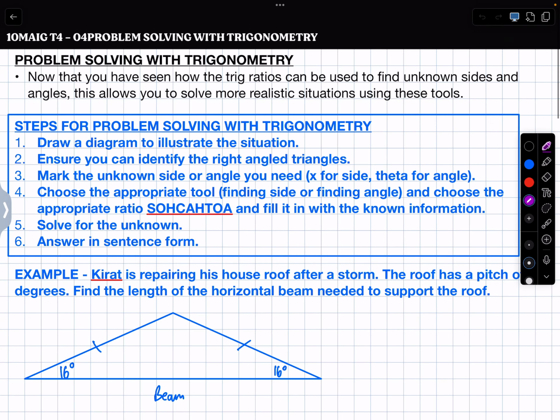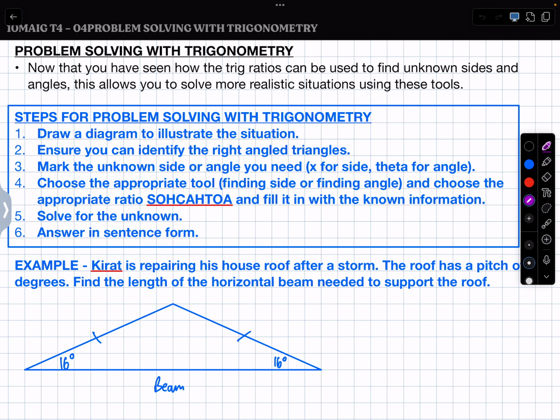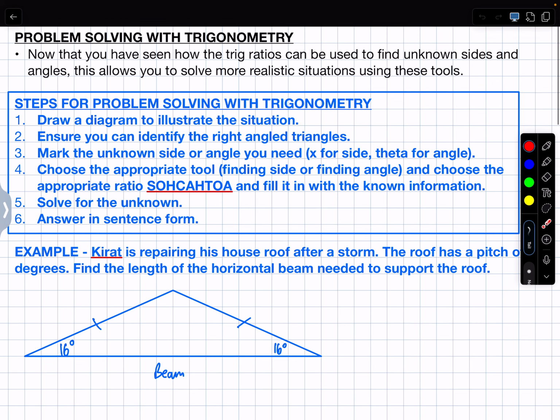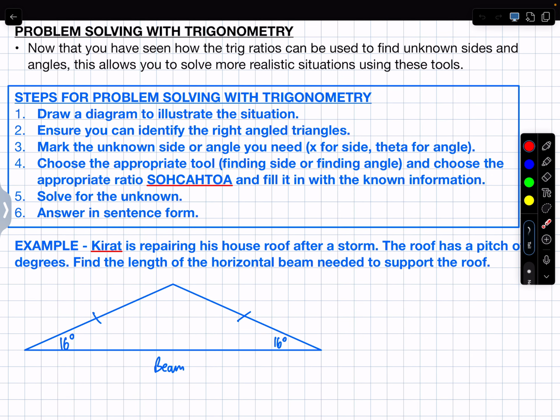You've obviously noticed the pattern that we learn the strategies and then we finish off with, let's do those strategies on worded problems. That's because worded problems are the useful ones, okay? Now that you've seen how trig ratios can be used to find unknown sides and angles, we can solve more realistic situations using these tools. These are my suggested steps to solve worded problems.